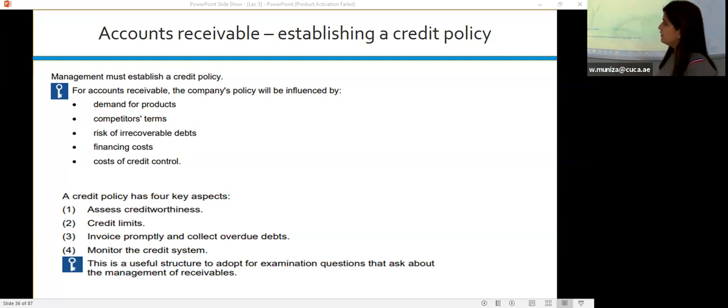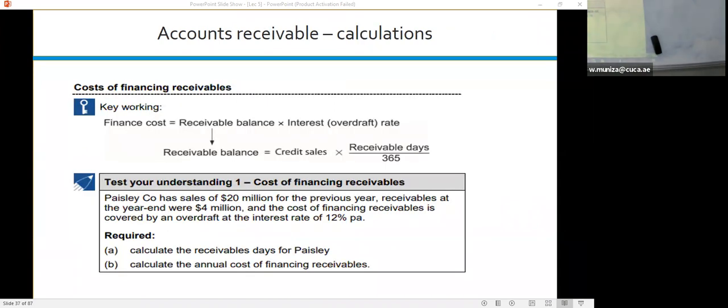We are going to see invoice promptly and collect overdue debts. We have to read the statement of accounts carefully and we have to invoice in a prompt manner. We should not be delaying, and we need to collect overdue debts and monitor the credit systems. We need to keep in mind that when the debts become overdue, the chances of collection become lesser. Now, cost of financing receivables.